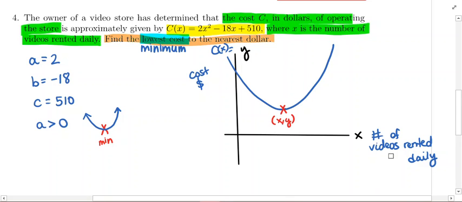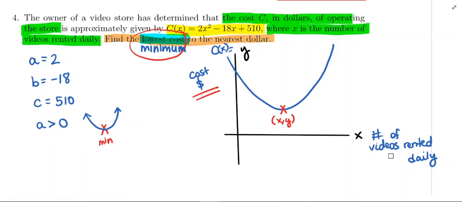Your vertex is an ordered pair. It has an x value and a y value. When we read this, we need to be finding the lowest cost, the minimum cost. Cost is the y value. So here we need to find the y coordinate of the vertex. How do we do that? Well, the first step is we have to find the x coordinate. When you're dealing with these quadratic functions and you're looking at the vertex, you have to calculate the x coordinate in order to find the y coordinate.